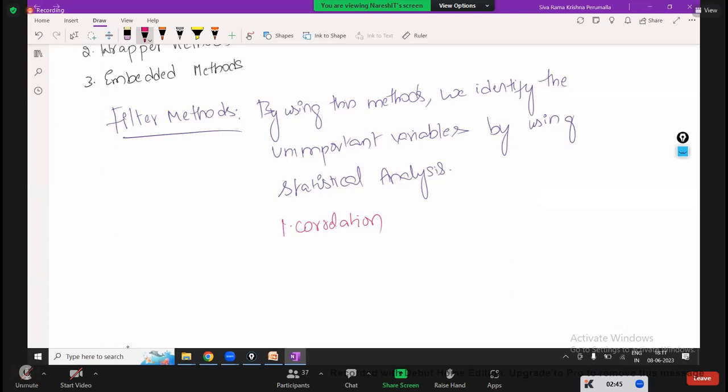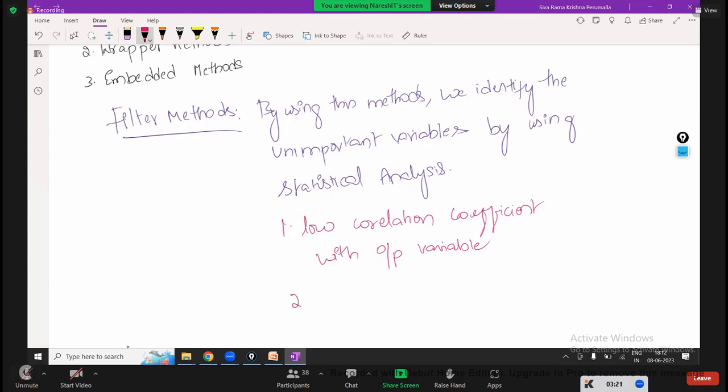So the unimportant variable is the one which has a low correlation coefficient with the output variable. Which is having a low correlation, that is not important and you can remove that one. Which is having a very low correlation, you can remove that.